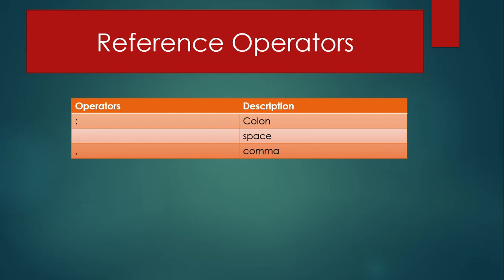Next is a space operator, which is also known as an intersection operator. It produces an intersection of two ranges. And the last type of reference operator is comma operator. It is also known as a union operator because it combines multiple references into a single reference.